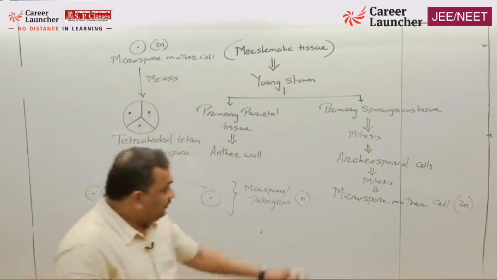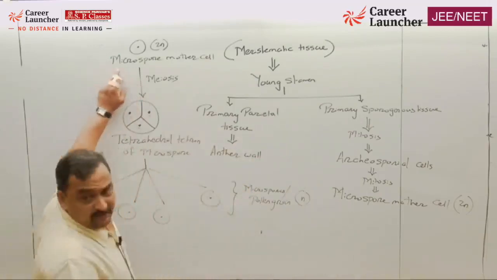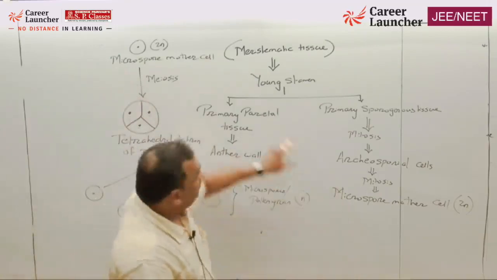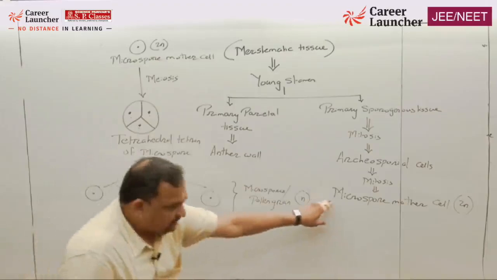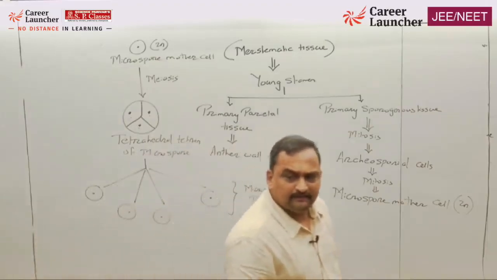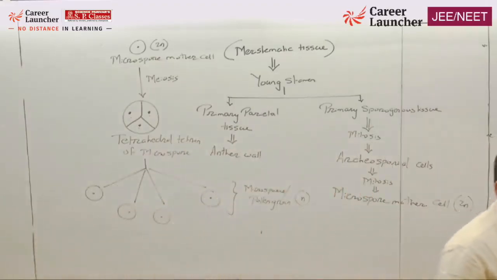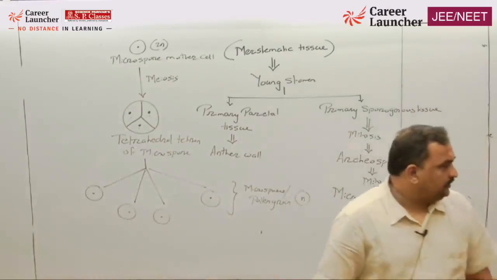What happened? From here you are supposed to continue over here. You can write microspore mother cell, the same thing is written here, right? So write this below it, you will understand. Here it is.